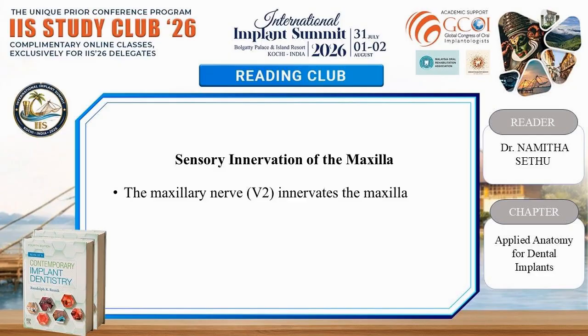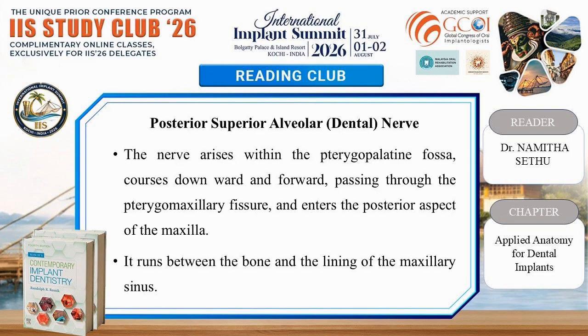Sensory innervation of maxilla. The maxillary nerve innervates the maxilla. Posterior superior alveolar nerve. The nerve arises within the pterygopalatine fossa, courses downward and forward, passing through the pterygomaxillary fissure and enters the posterior aspect of the maxilla. It runs between the bone and the lining of the maxillary sinus.